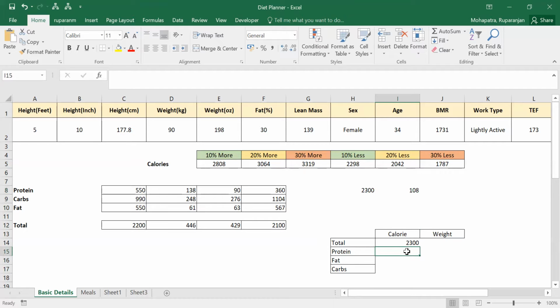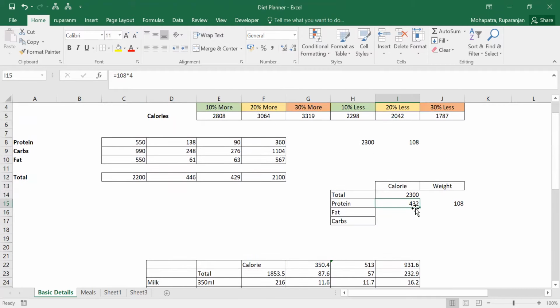So we'll write that as 108 gram. This is the weight of protein we require, 108 gram. So how many calories is 108 gram of protein? It is multiplied by 4. Each gram of protein gives us 4 calories. So it will be 108 into 4, that means 432 calories. So our 432 calories is done.